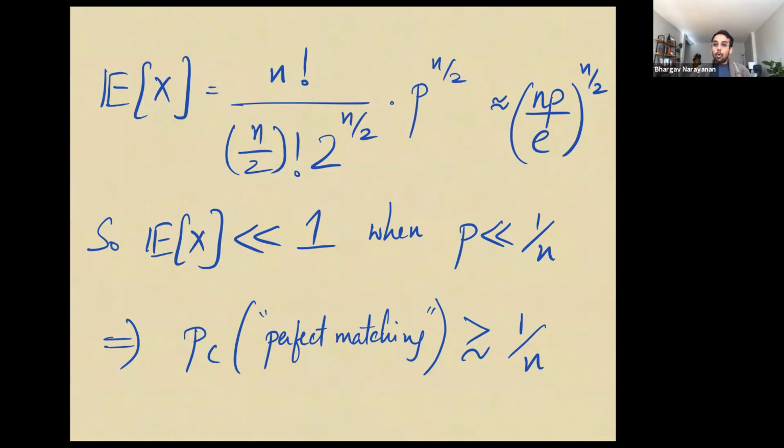Or in the language of thresholds as I've just defined, what we've demonstrated is a lower bound for the threshold probability of the increasing family, namely the increasing family of all graphs that contain a perfect matching. And we've shown that that threshold is at least 1 over n. Okay.